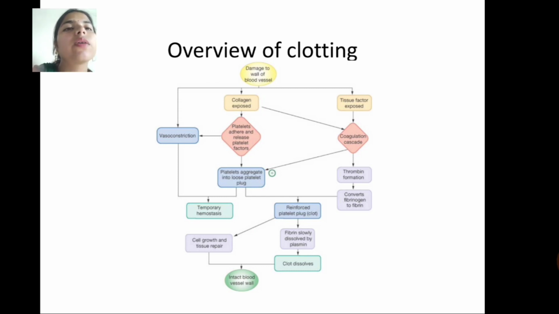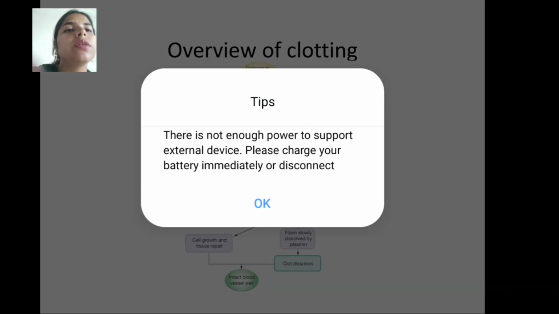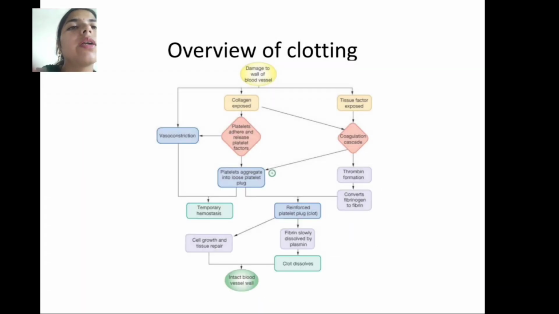That is the overview of clotting. Damage to the wall of the blood vessels exposes collagen, causing vasoconstriction; platelets adhere and release platelet factor, and platelets aggregate into a loose platelet plug, giving temporary hemostasis. The reinforced platelet plug follows, tissue factors are exposed, and the coagulation cascade leads to thrombin formation, which converts fibrinogen to fibrin. So this is the overview of clotting.